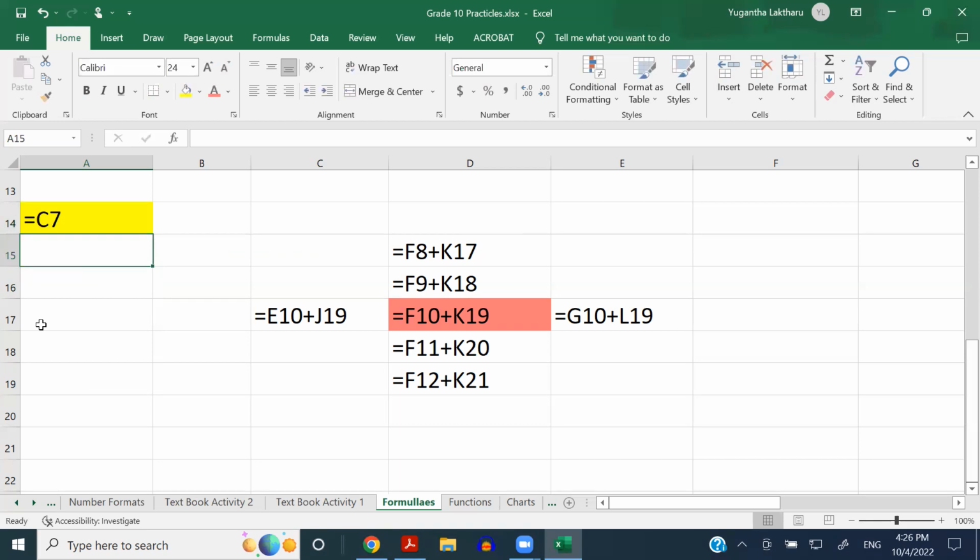Is that clear, people? What's happened to the F10 in this formula? It becomes C7 when it comes here. Is that clear? Yes, sir. Okay.